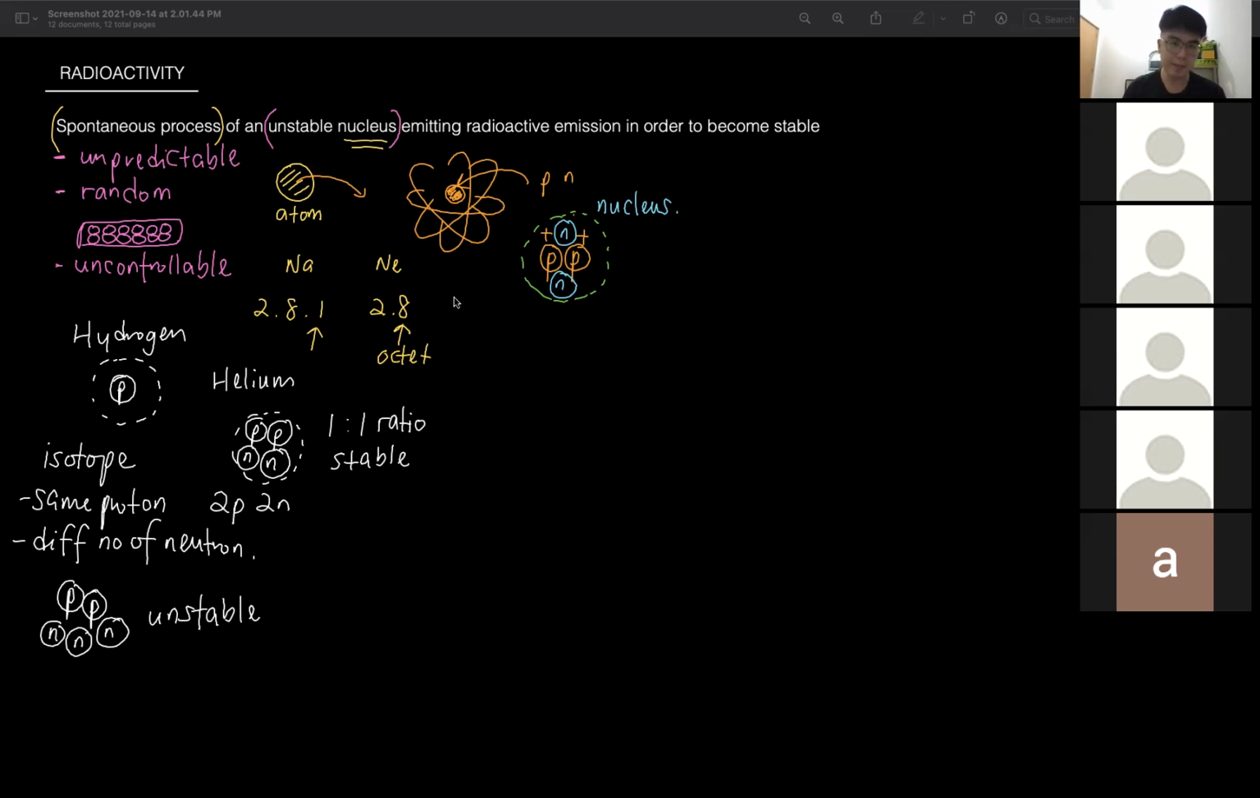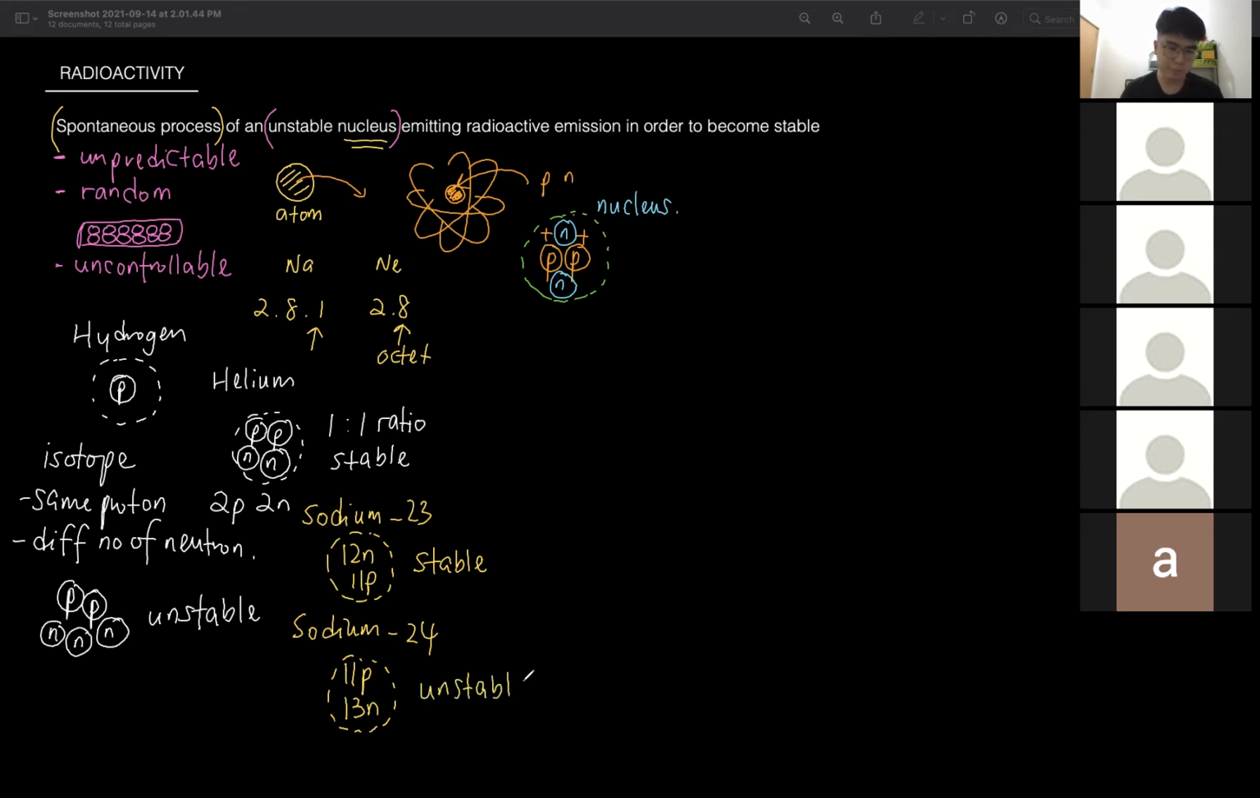For example, sodium 23 and sodium 24. Sodium 23 has 12 neutrons and 11 protons in the nucleus. Is it stable? Sodium 23 is considered stable. Even though you can see one extra neutron, it is still counted as stable. But sodium 24, the isotope, has the same number of protons, 11, but how many neutrons does it have? It has 13 neutrons. Two extra neutrons are enough to make sodium 24 unstable. So sodium 24 is an unstable nucleus.